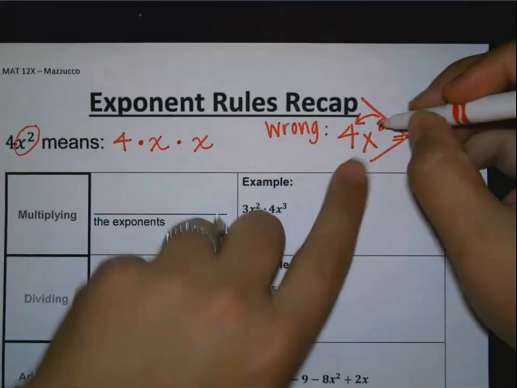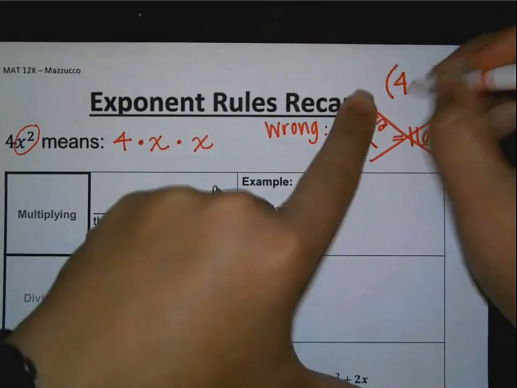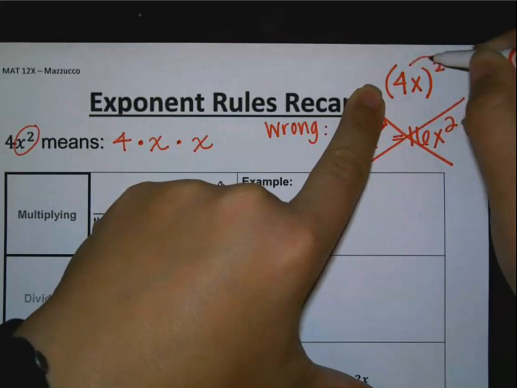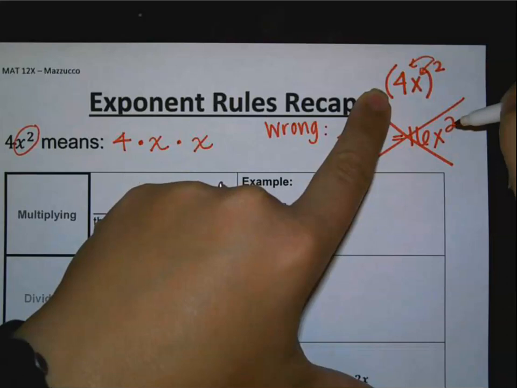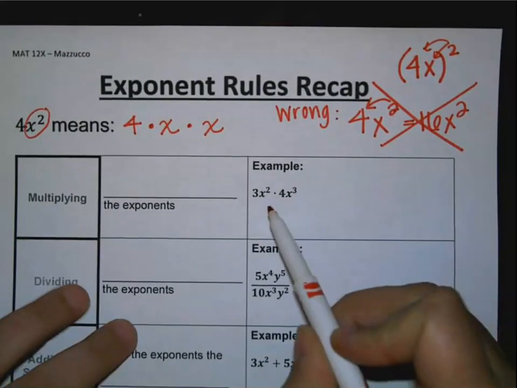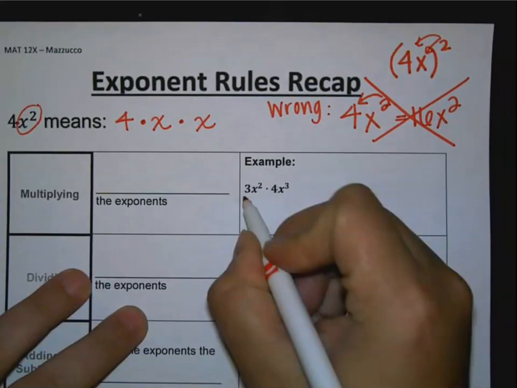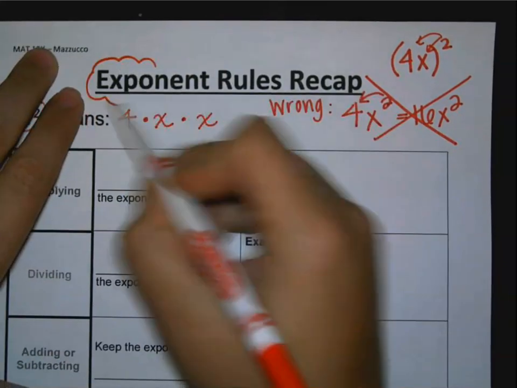If we wanted the 2 to be distributed to the 4, we would write it like this. This would represent 4 squared and x squared, that it would go to both of them. All right, if we take a look at our first example here, we have 3x squared times 4x cubed. These are rules for exponents.